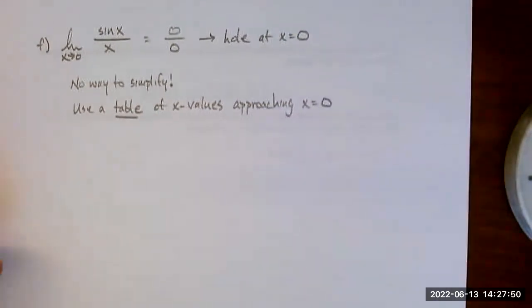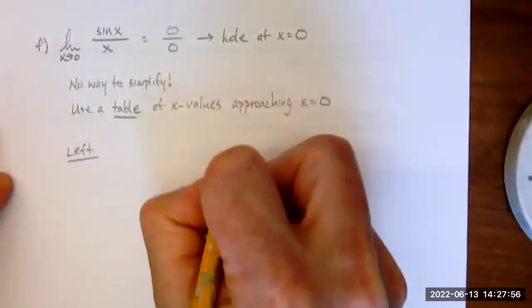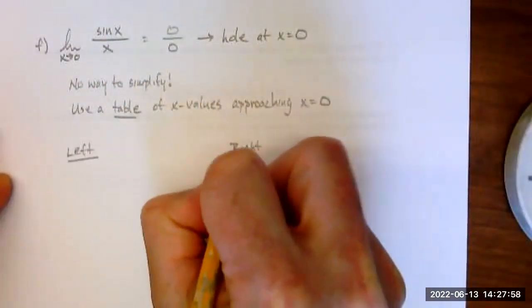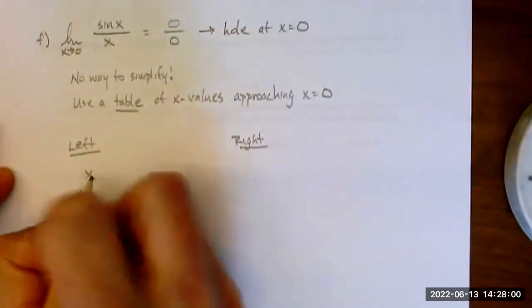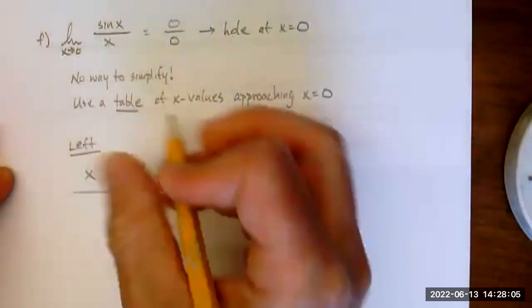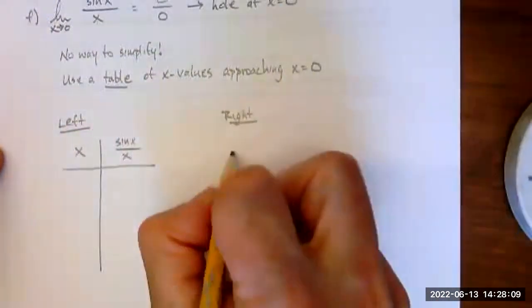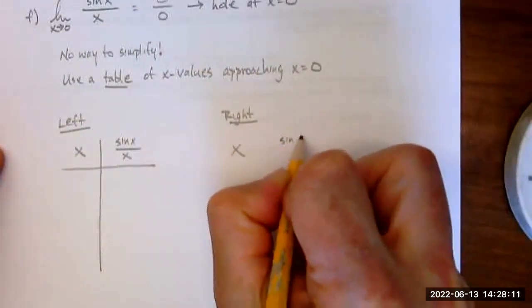What do I mean by a table? Here we're actually going to need two tables technically. We need one for the left side and one for the right side. Here's how it will look. We're going to have x and our function, like x and y values, and similar over here.